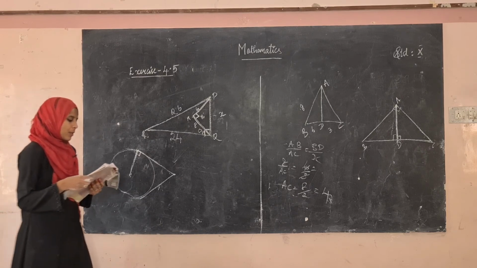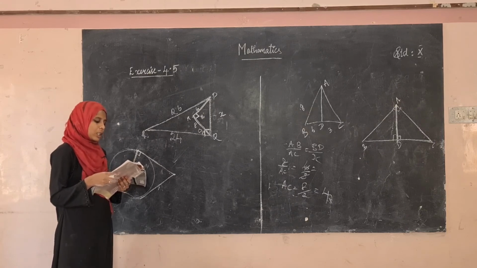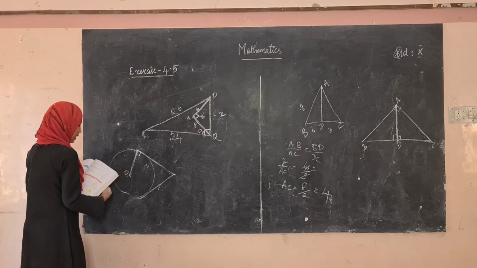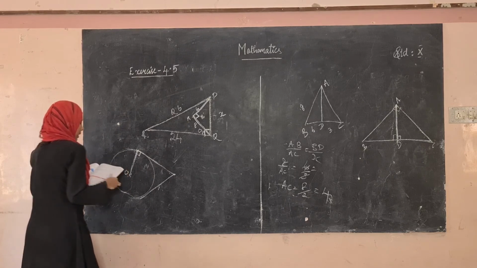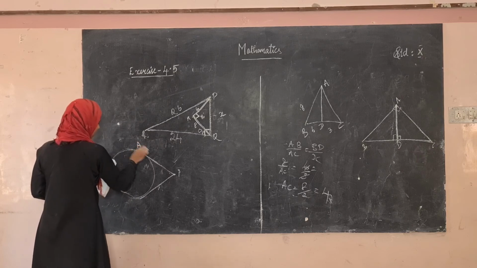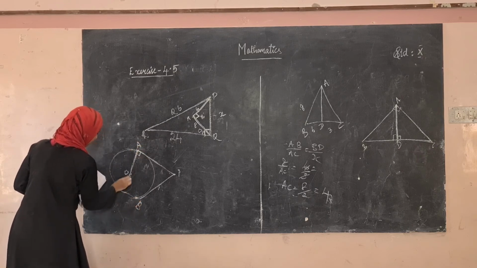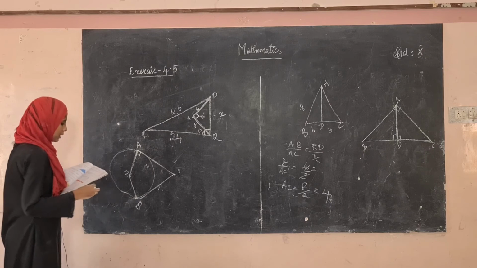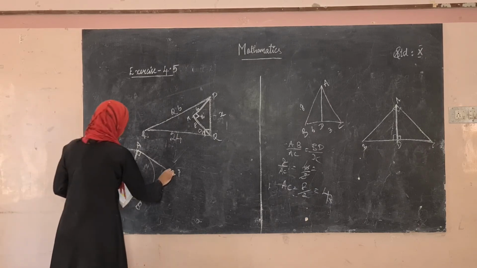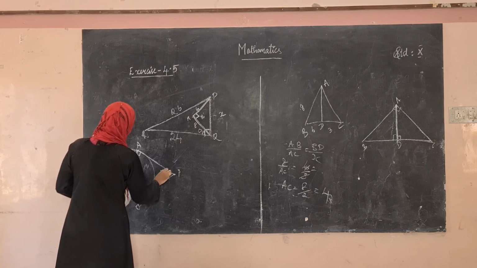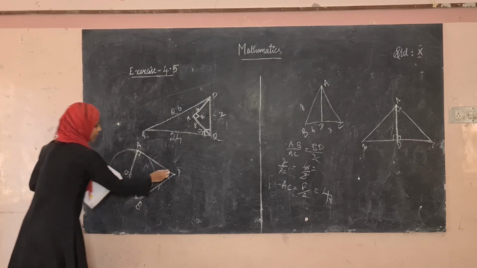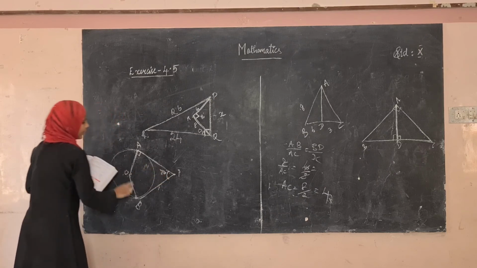The 2 tangents from an external point P to a circle with center O. Let this be the circle with center O. The external point is P. PA and PB are the tangents. This is A and this is B. See here, angle APB is 70 degrees. Then find the value of angle AOB.